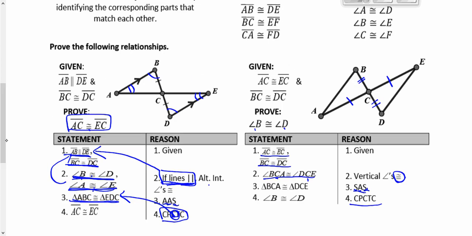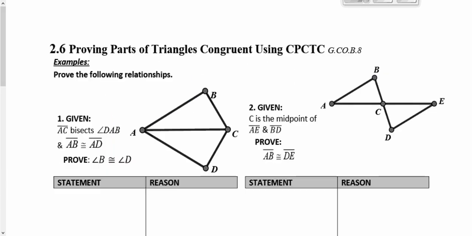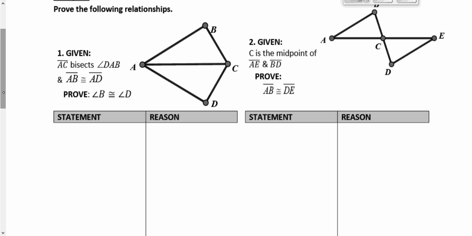So, I believe on the next page, here's a couple for you guys to try. I'm going to give you a minute. Read it over. Mark your diagram. Now be careful with this first one. In the given they give you a segment bisector. You need to make sure you have a statement for that, okay? All right. So take a moment.